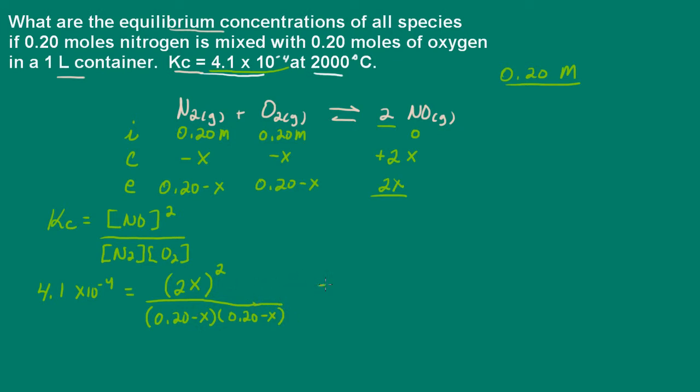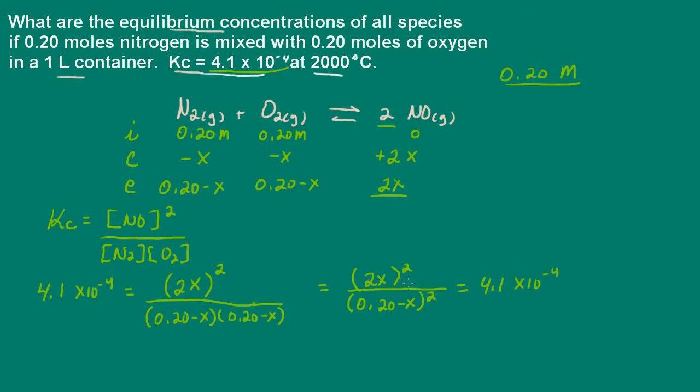Now, let's go ahead and clean this up a little bit. So I'll keep this the same. So we have 2x to the second power. And I can combine these, and that's going to give us 0.2 minus x squared. Okay? And again, that's equal to our equilibrium constant of 4.1 times 10 to the negative 4.